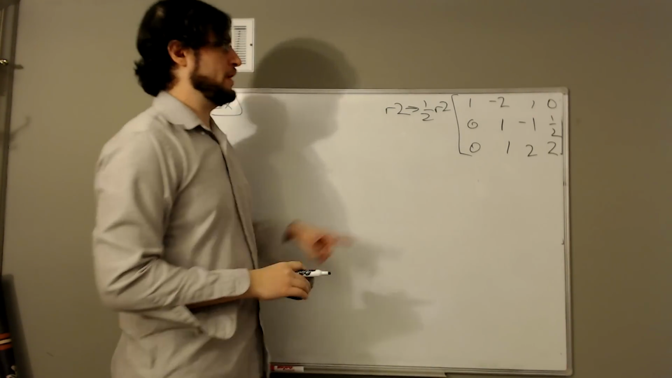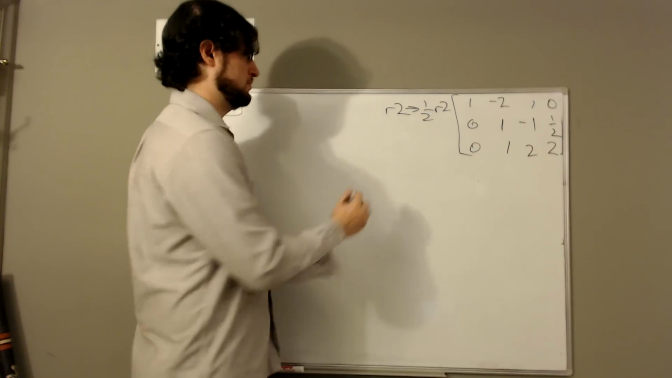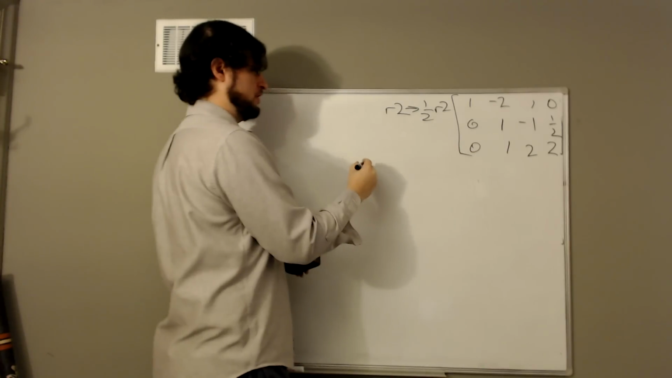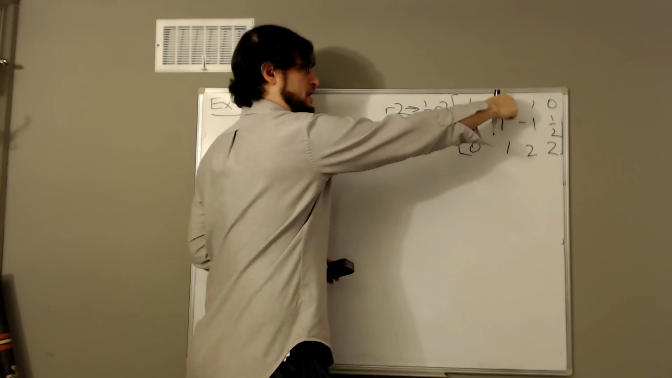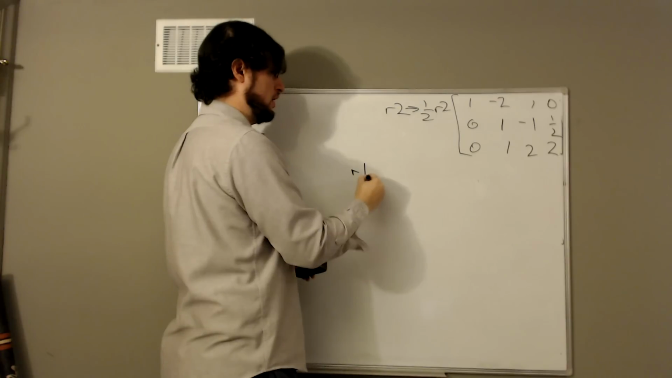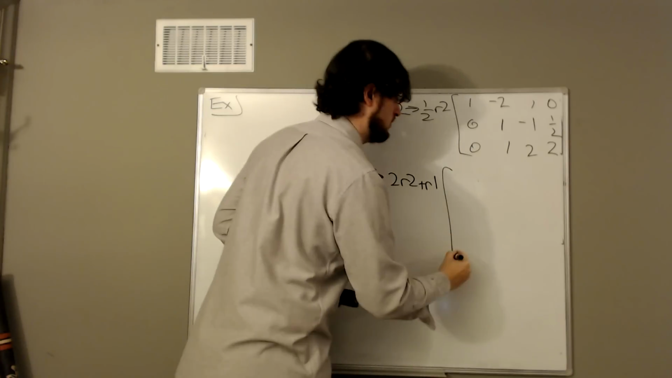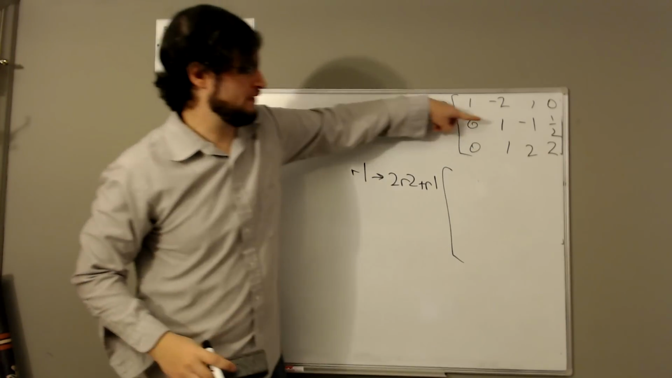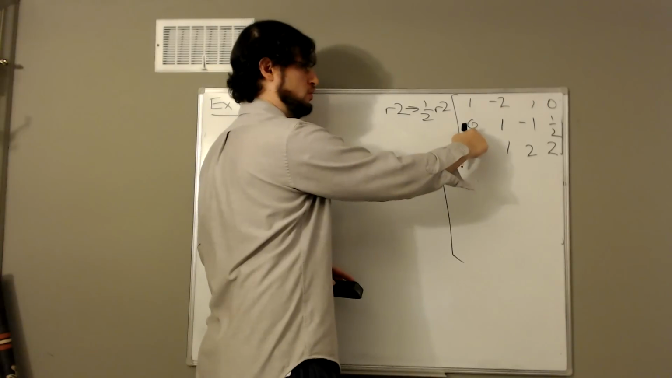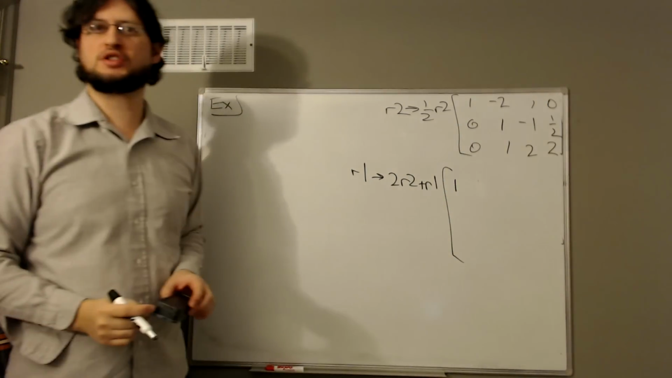Now what? Well, now I have a 1 in my next pivot position. I need to get zeros above and below. So now that I have a 1, it makes my life pretty easy. If I want to get rid of a -2, I just multiply by 2 and then add. So row 1 will become 2 row 2 plus row 1. So that I have 2 plus -2, which makes 0. If I do that, 2 plus row 1 is 1. Once I have a 1 in a pivot position, it will not change.